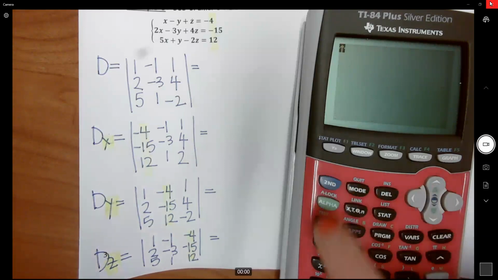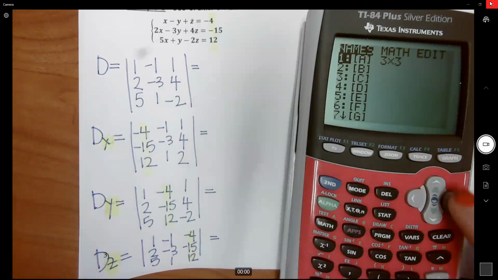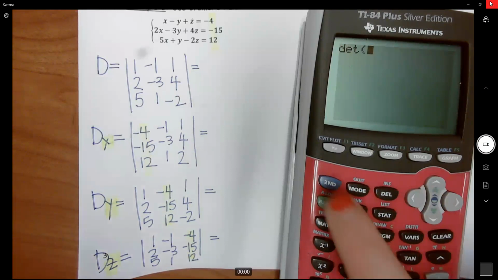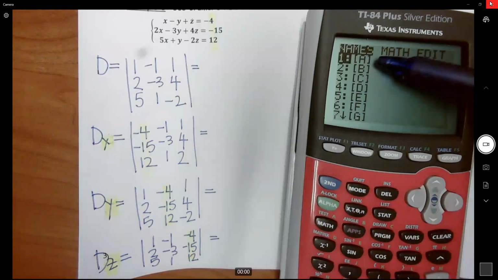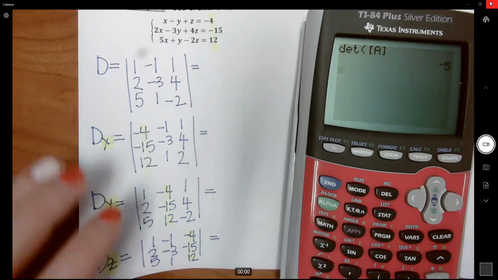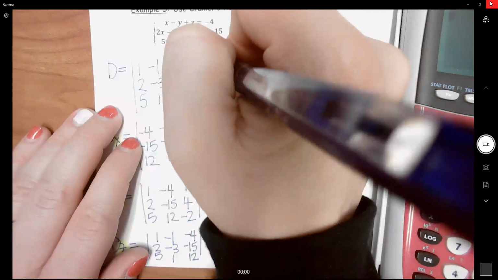So go back into second matrix, edit over to math. And number 1, this is exactly what we want. The DET stands for determinant. So hit enter and then go second matrix to grab your matrix A and hit enter. So this equals -5.